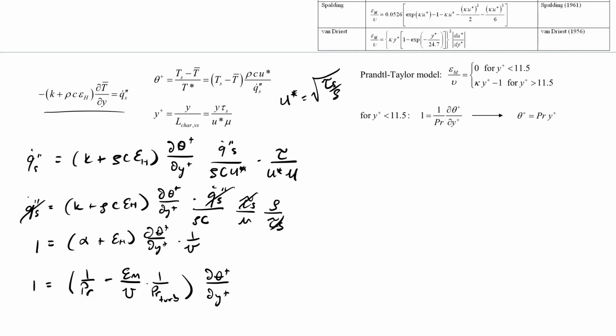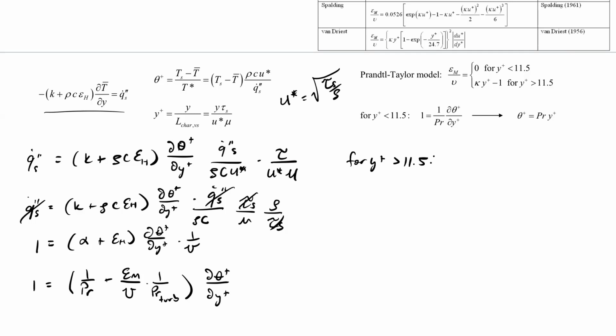Right. So again, it's just like the momentum equation where we had u plus is equal to y plus, except now for the thermal consideration, of course, the thermal is going to be related to the momentum by the Prandtl number. And that's what we see here. It's scaling it by the molecular Prandtl number. It's exactly what we would expect in this situation. Okay, so then the other part is for y plus greater than 11.5.